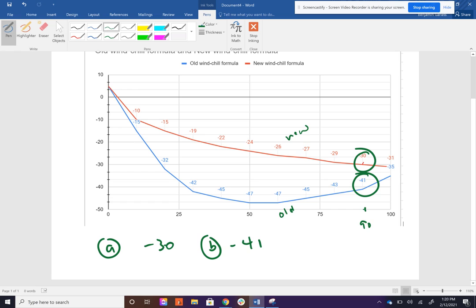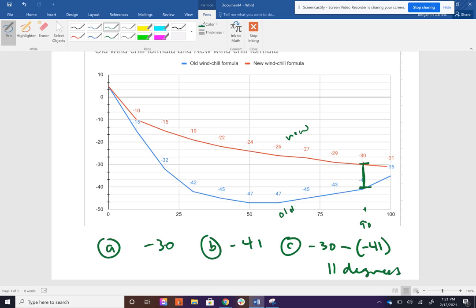And then when the wind speed is 90 miles an hour, what is the wind chill temperature difference between the new and the old? So when it says something like that, we think the new value is negative 30, and the old value is negative 41. And so we find the difference by subtracting those. So we're going to see a difference of 11 degrees, which you can also just find by finding this distance right here. And that makes sense to us because negative 30 is 11 degrees warmer than negative 41.